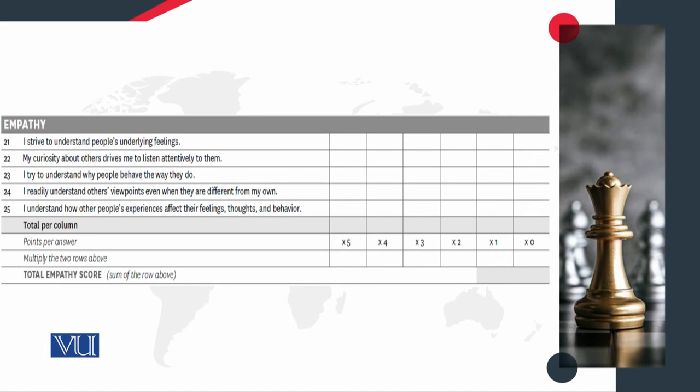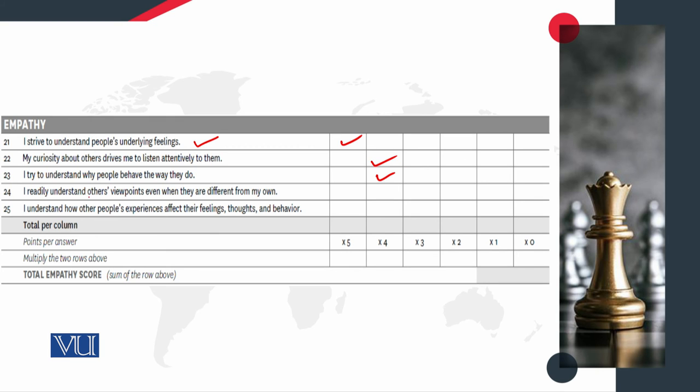So when we talk about empathy, again, there are going to be 5 components. For example, the first one is I strive to understand people, people's underlying feelings, or supposedly usko main always pe tick karta hun. Isi tarha, my curiosity about others drives me to listen attentively to them. Yahan par hum tick laga rahe hain. I try to understand why people behave the way they do. Yahan par hum tick laga rahe hain.